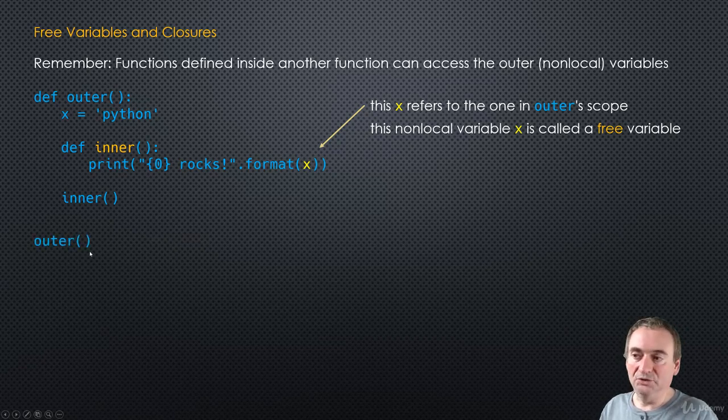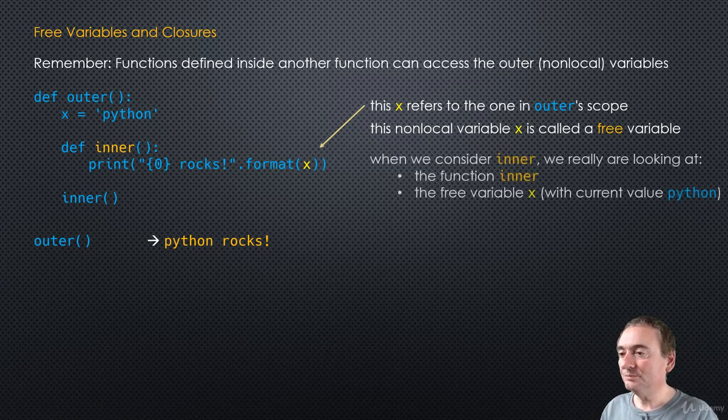Now we can call outer. And what happens when we call outer? We get Python rocks, right? It actually looked up the value for x. Now, remember, when outer was called, the first thing it did was create inner. It didn't look up the value for x until inner was called. At that point, that's when x was evaluated. Python saw that its value was Python, and so it printed out Python rocks. I keep stressing this creation time and run time because that's really important.